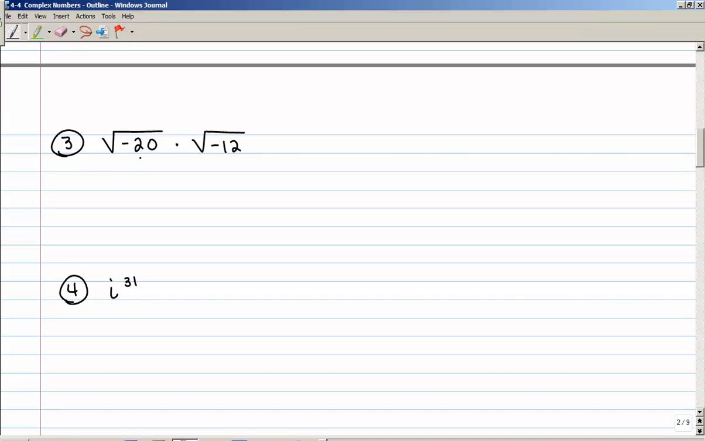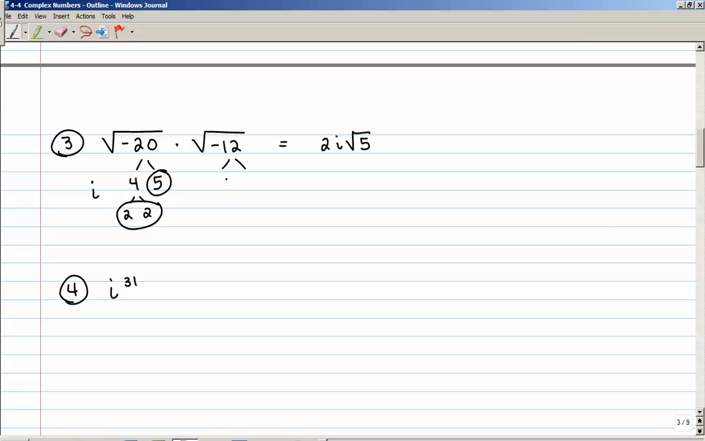Okay, square root of -20 times the square root of -12. We need to do each of those separately. So 20 is going to break down into a 4 and a 5, and a 2 and a 2. That'll come out front. That'll stay underneath. I need to remember that I have an i in there for my -1. So that's going to be 2i square root of 5. That's just what the square root of negative 20 simplifies into.